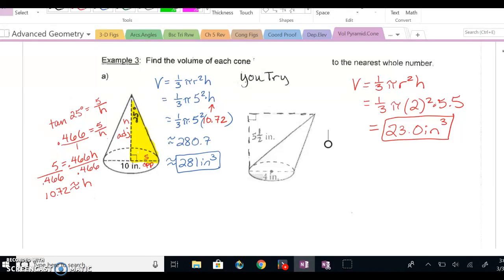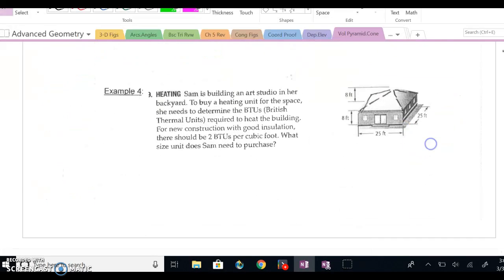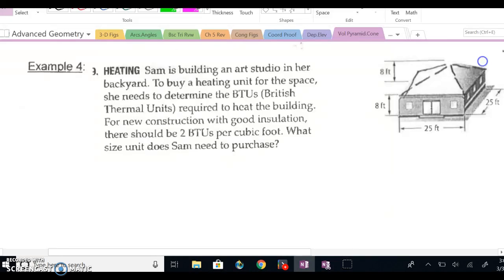Okay, so we left off with example 3 on the U-try. One third pi r squared h is our formula. Our height was the 5.5, and our radius was 2. That 4 was for the diameter. So that's one third pi times 2 squared times 5.5 for a grand total of 20. So let's look at example 4.